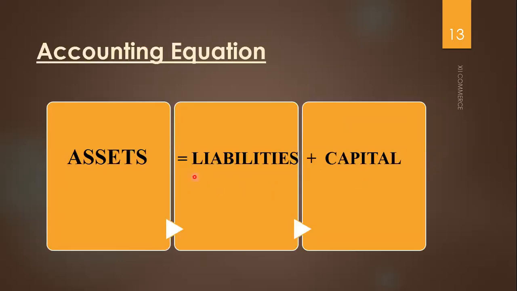Here, the balance sheet is based totally on the accounting equation, and you can also say that the accounting equation proves the balance sheet. Your assets on the debit side are equal to the sum of the liabilities and capital. If assets are 50,000 and your liabilities are 10,000, then definitely your capital will be 40,000, because 10,000 plus 40,000 is equal to 50,000. So you can say assets equals liabilities plus capital.